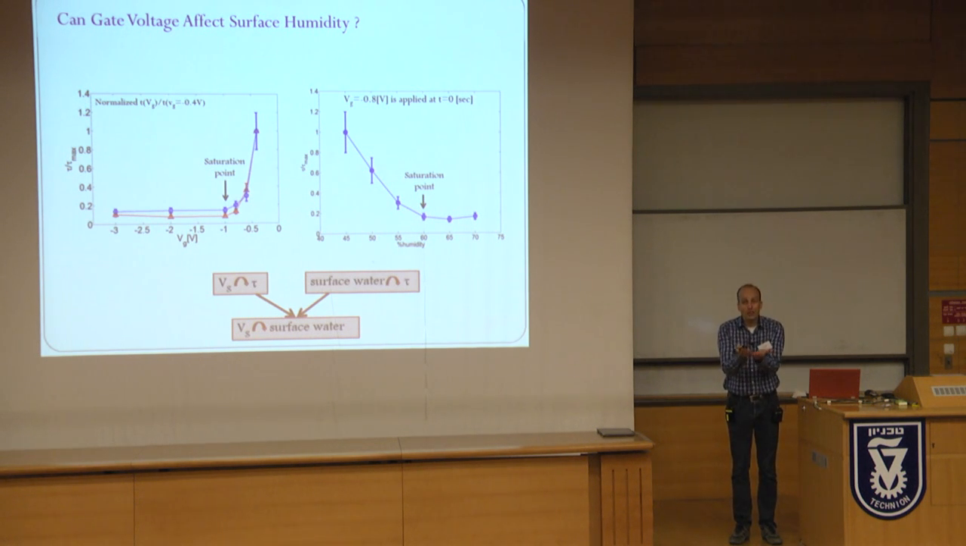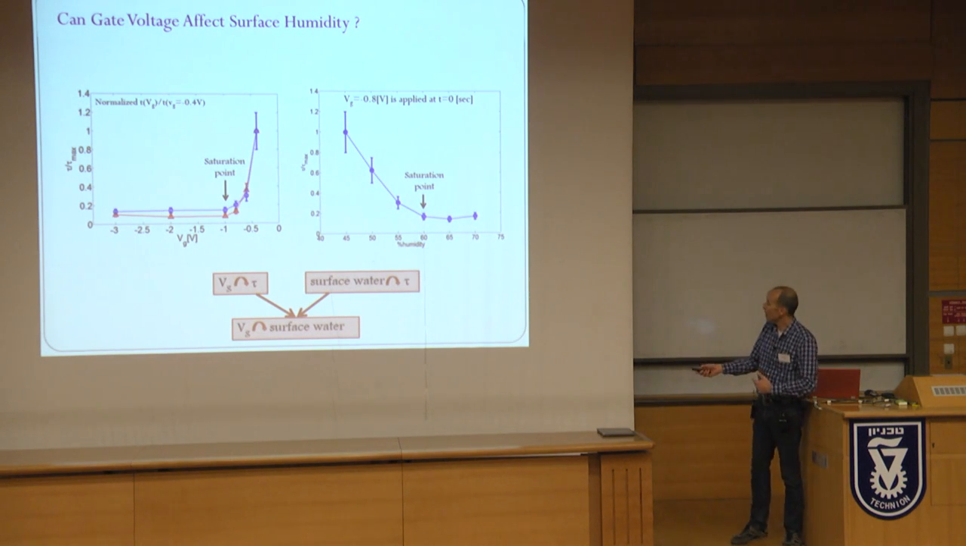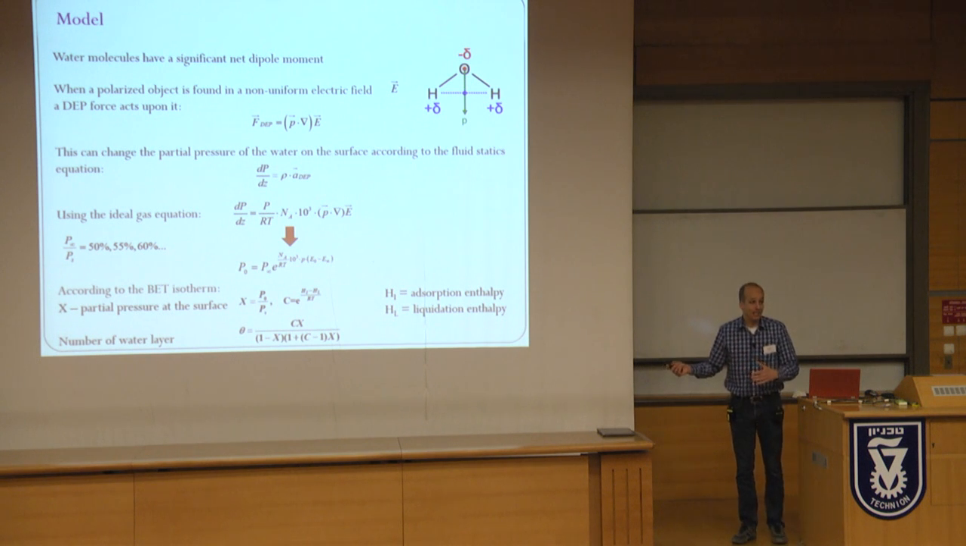Maybe by playing with Vg, I really can modulate the amount of humidity that I have on the surface, the amount of water layer on the surface, which is going to be different from the amount of water that exists in the environment, in our chamber, far from the surface. And everything is by the gate voltage. If this is the case, we can understand exactly why this happened. So we have a very nice model.